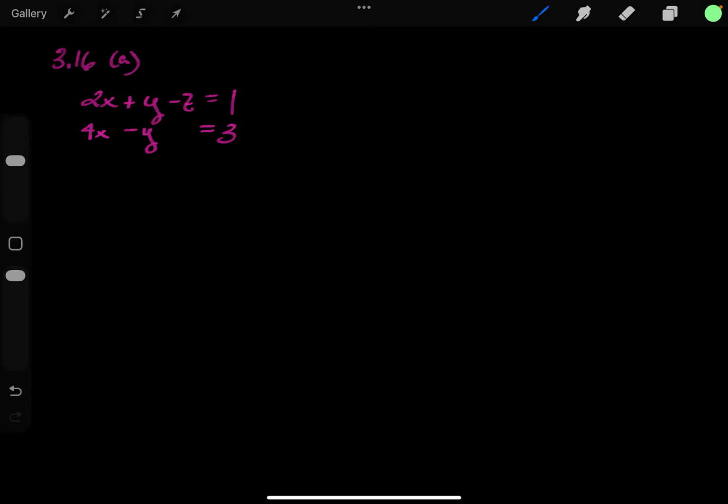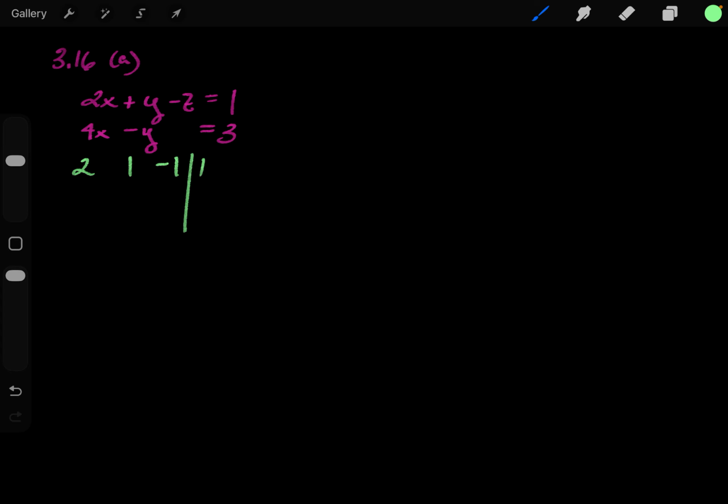Okay, so now we're gonna do 3.16a. The instructions read: solve each system giving the solution set in vector notation, identify a particular solution and the solution of the homogeneous system. So the first thing I'm going to do is rewrite it as a matrix, right?